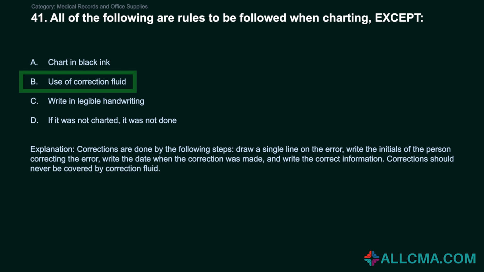Corrections are done by the following steps: draw a single line on the error, write the initials of the person correcting the error, write the date when the correction was made, and write the correct information. Corrections should never be covered by correction fluid.